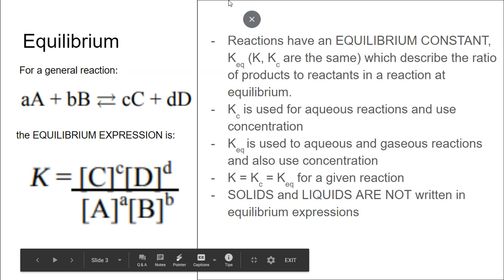Okay, kind of a lot to put in. This is kind of a lot to absorb right here, believe it or not. But we'll be practicing a lot of this stuff, and hopefully we'll use this as a reminder, okay? We'll be writing some equilibrium expressions. Remember that solids and liquids are not written in the equilibrium expressions.